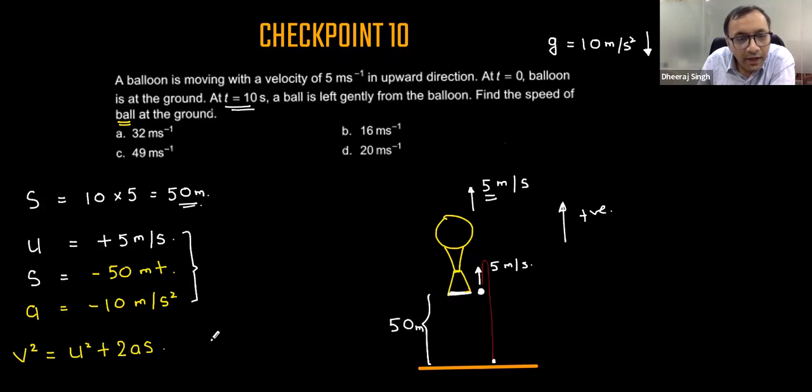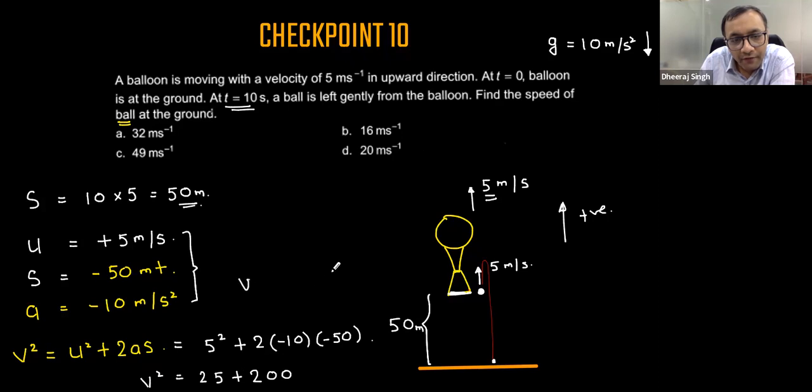So u square is 5 square. All right. v square is u square plus 2 into minus 10 into minus 50. So v square is equal to 25 plus 200. Fine. So v is root over 225. Okay. Which is how much?